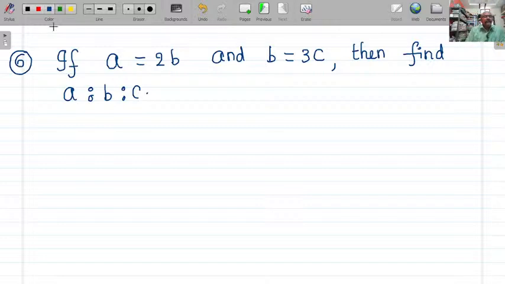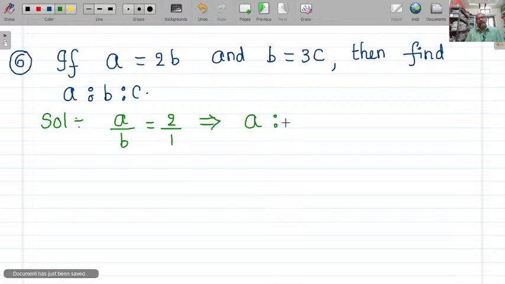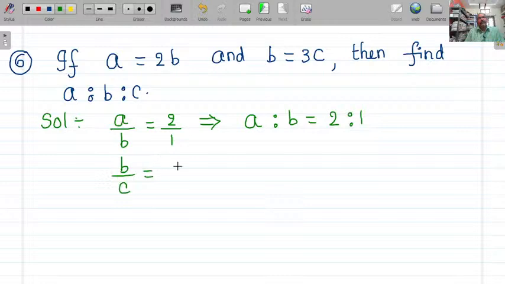So my dear students, how could you solve this problem? So can I write like this? A by B equals to 2. 2 means we can write as a rational number, 2 upon 1. So that implies A is to B is equal to 2 is to 1. So now B by C equals to 3. That can be written 3 by 1. So B is to C is equal to 3 is to 1.